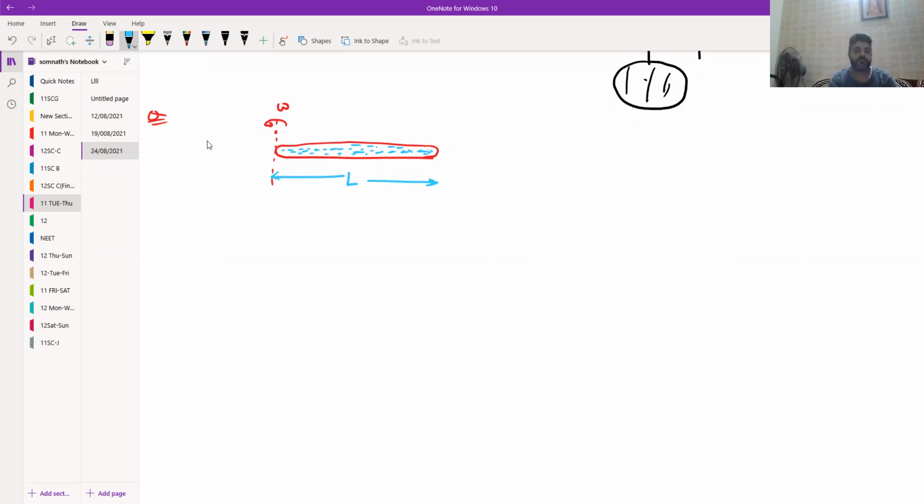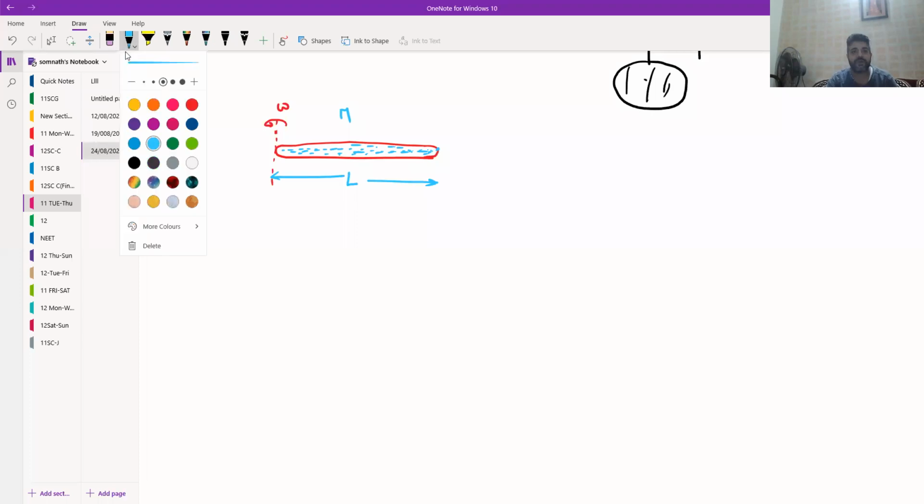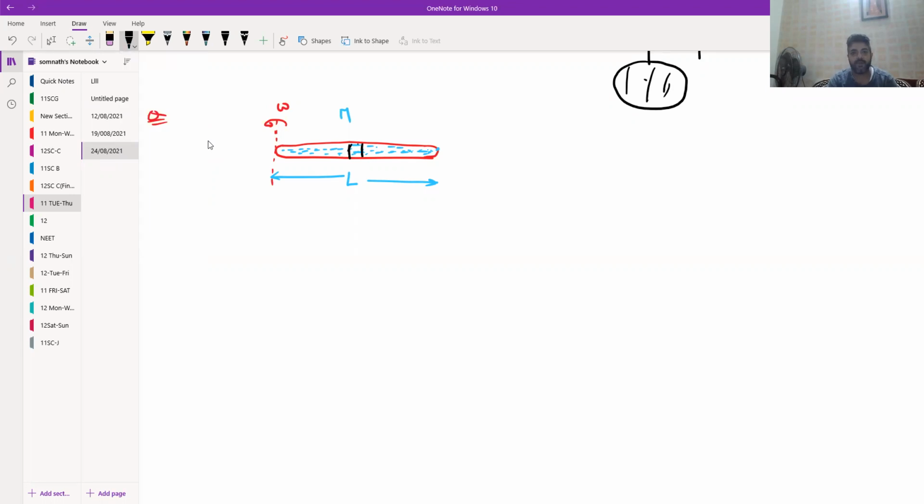L is the length of the tube. Its mass is m. What is the total force applied on the tube? So how do you solve this type of question? Whenever an examiner gives you this type of question, first we have to take a small elementary part. Let the thickness be dx, which is at a distance x from the center.